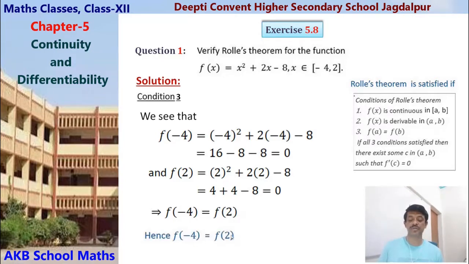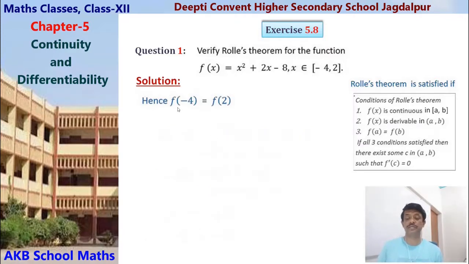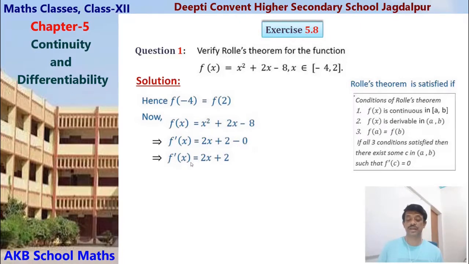Hence f(-4) equals f(2). The third condition is also satisfied. Now we have to find the value of c by taking f'(c) equal to 0, and c must be in the open interval between -4 and 2. Here f(x) equals this, so differentiating, f'(x) = 2x + 2. In place of x you can put c, so f'(c) = 2c + 2.